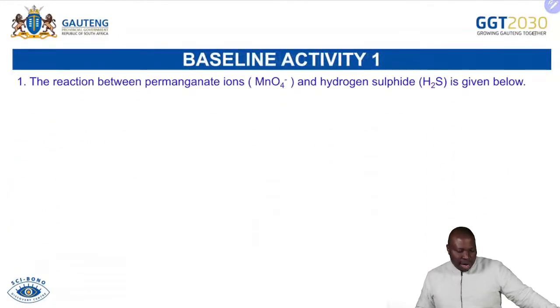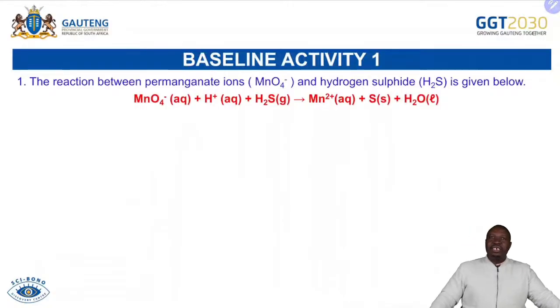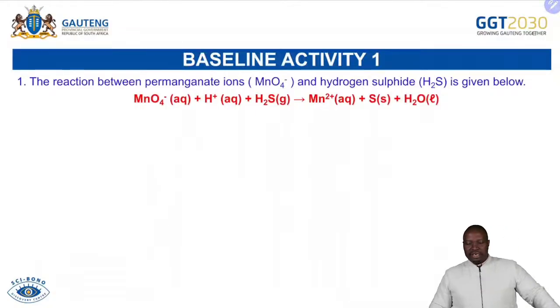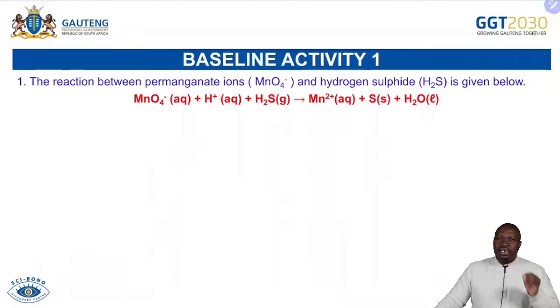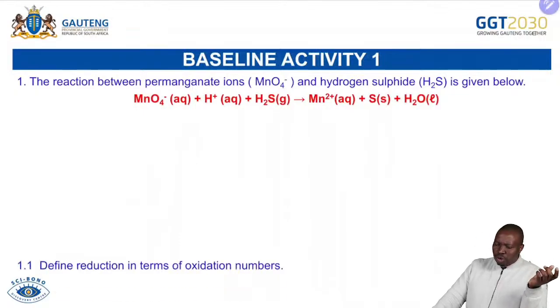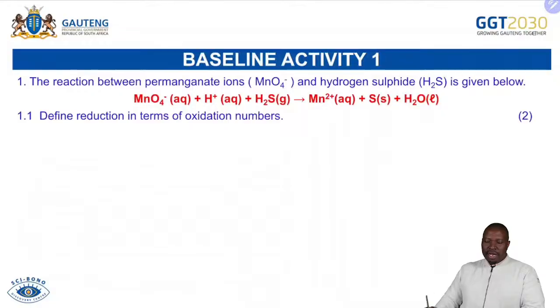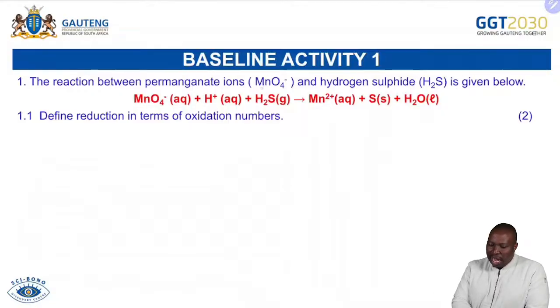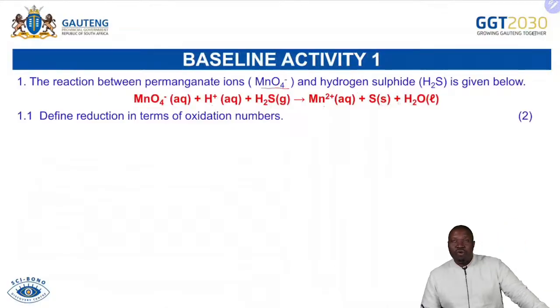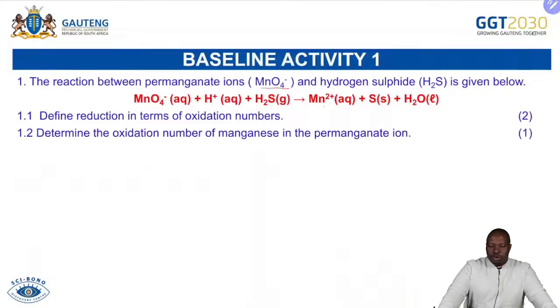So I hope you will always revisit the oxidation numbers, because you can answer questions here based on oxidation numbers. And this is your baseline activity based on the previous grade 11 examination. That is for you to appreciate what we have done in grade 11 as well. The reaction between permanganate ion, MnO4, and hydrogen sulfide is given below. So you have MnO4 plus H2S forming Mn2+ plus sulfur plus water. And then the first question is to define reduction in terms of oxidation numbers. You will be able to do that.